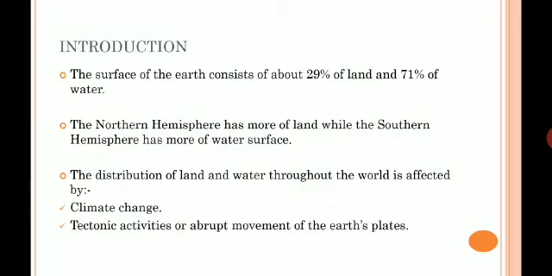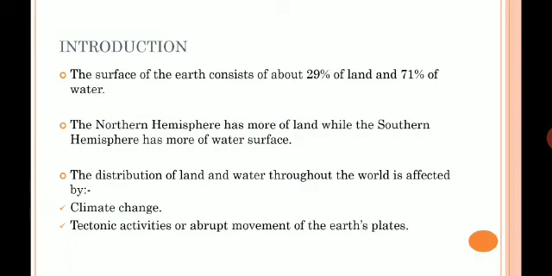Earth is divided into two hemispheres. First is the northern hemisphere, which has more land, and the southern hemisphere, which has more water. The distribution of land and water through the world is affected by two major points. First is climate change, meaning the various changes of the climate happening all over the world, and the second is tectonic activities, or the movement of plates or various rock surfaces which are under the earth.